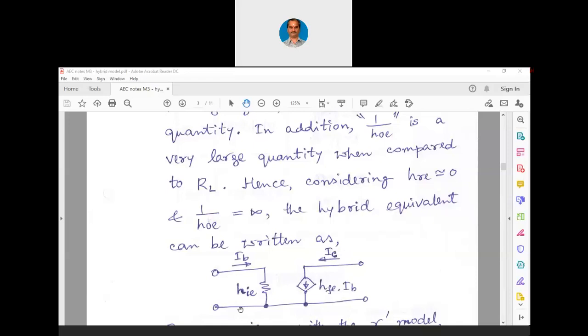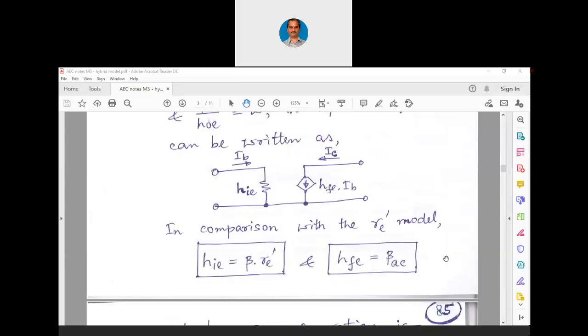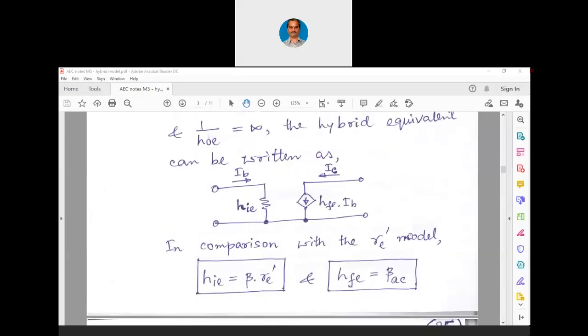So we can see this model has only HIE and HF into IB. So this is as good as our earlier RE model. Now in comparison to this RE dash model, because Malvino calls it RE dash, using this prime symbol or this dash indicating that it is within the transistor. In comparison to the RE dash model, HIE equals beta into RE dash and HF equals beta AC. That is what I have been telling in the past few minutes.